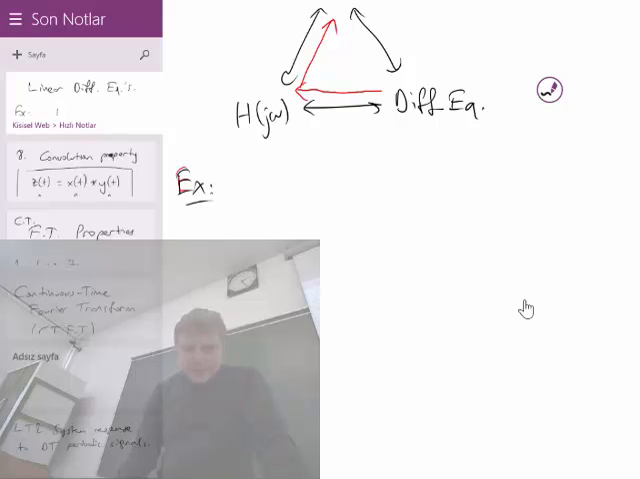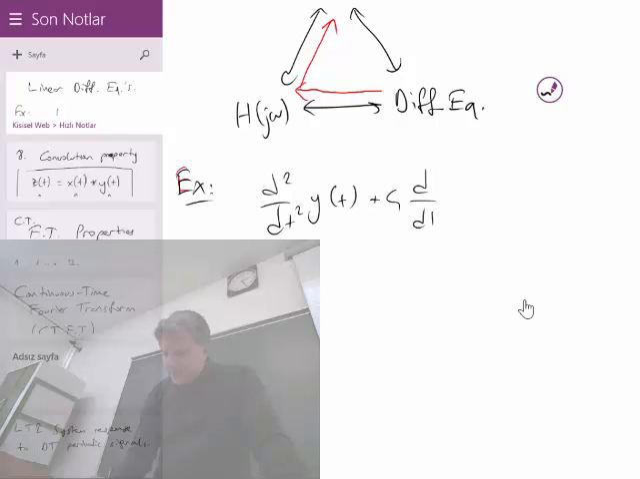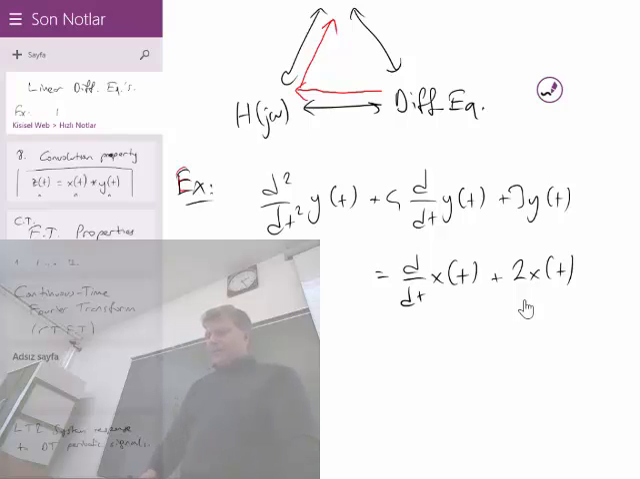Example is the following. The second derivative of y of t plus 4 times d by dt y of t plus 3y of t is equal to d by dt x of t plus 2x of t. This is the input-output relation given in the form of a differential equation.